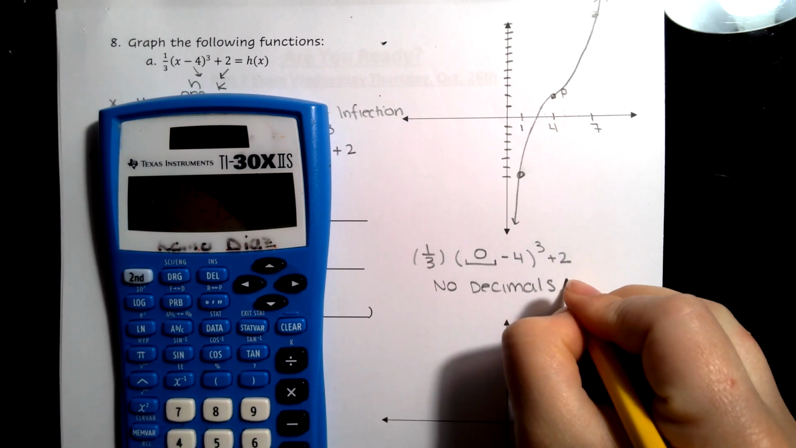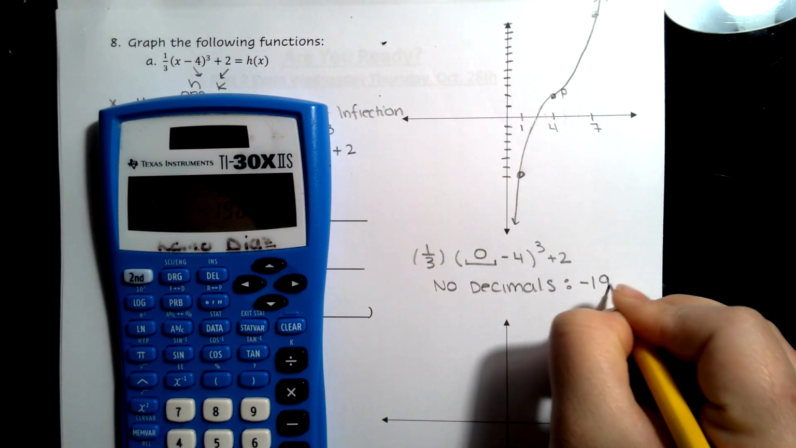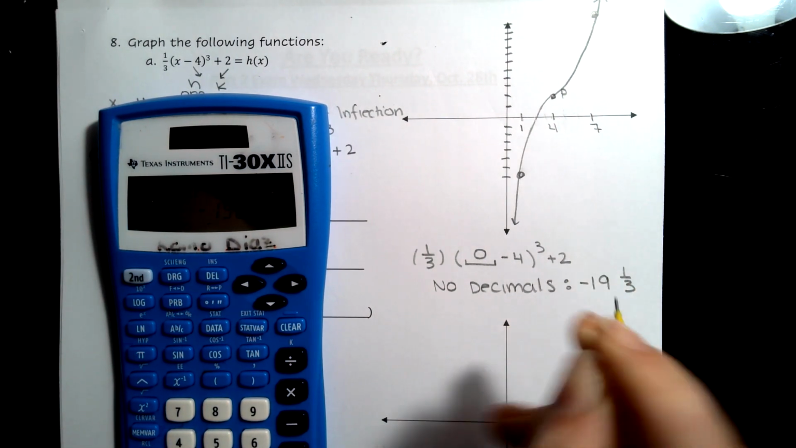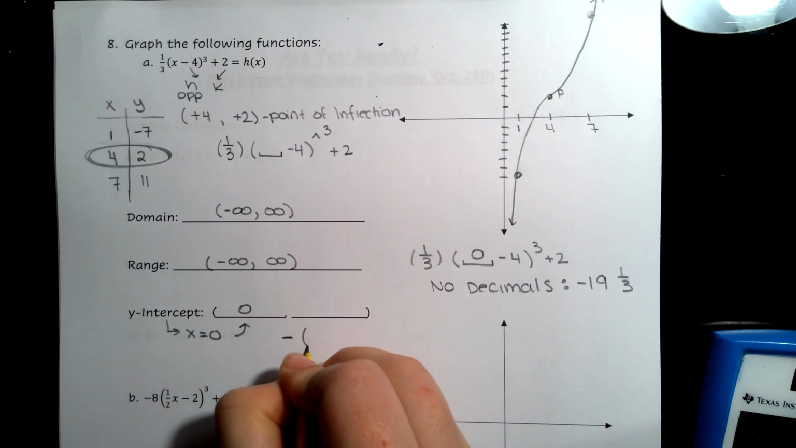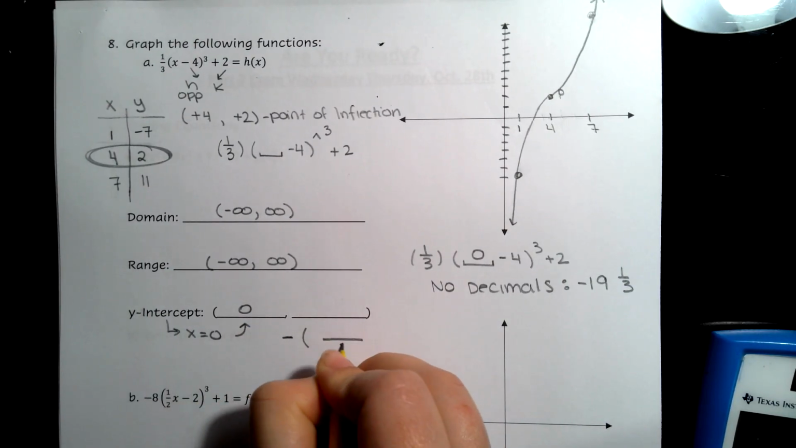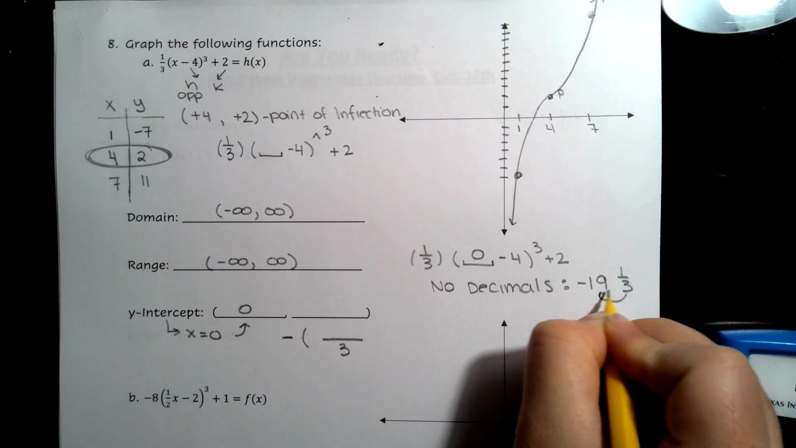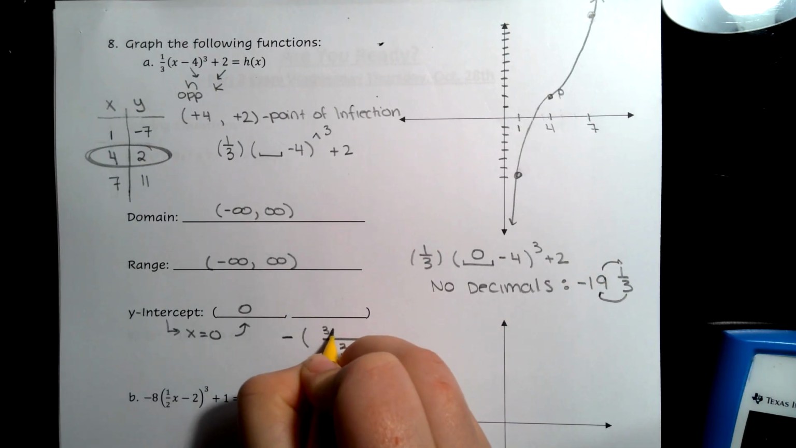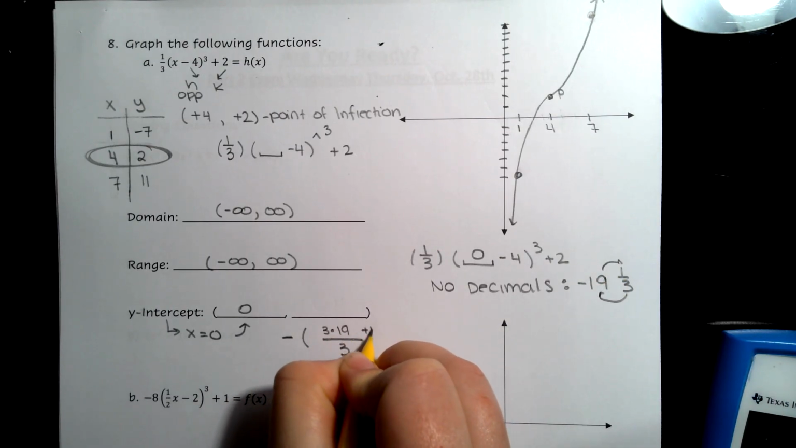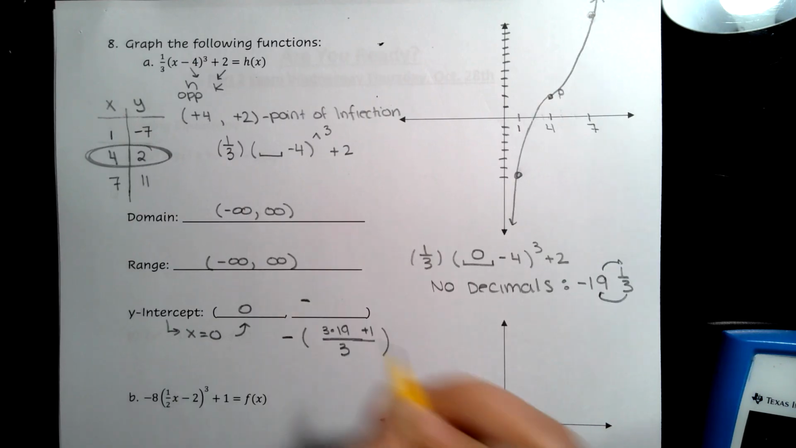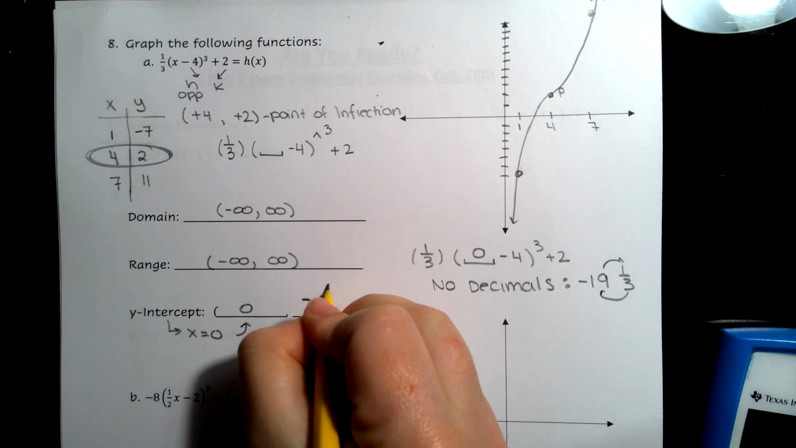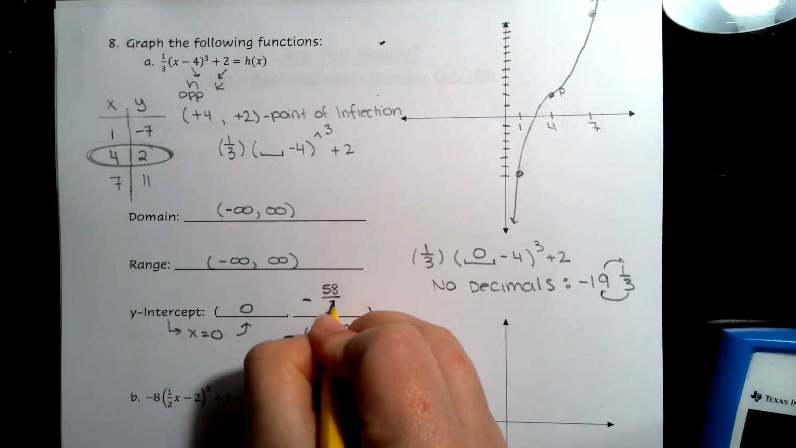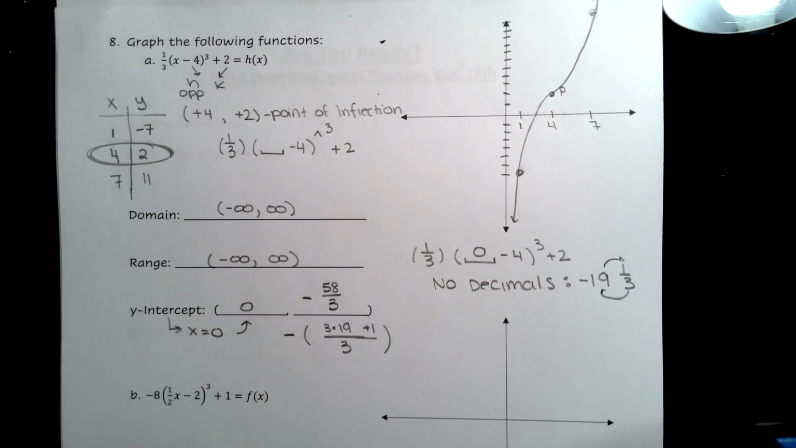Now this is going to give you a mixed number of negative 19 and 1/3, which means that we need to convert this to an improper fraction. So this negative we're going to ignore. We're going to keep the denominator of 3. We're going to multiply and add. So 3 times 19 plus 1. So we get 58 over 3 as our y-intercept.